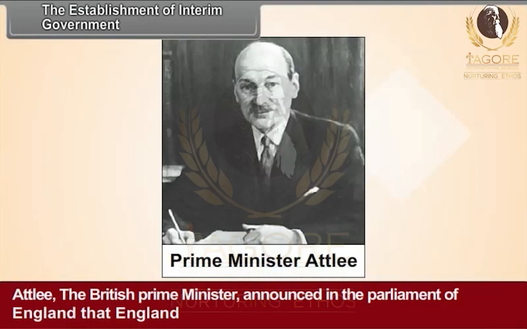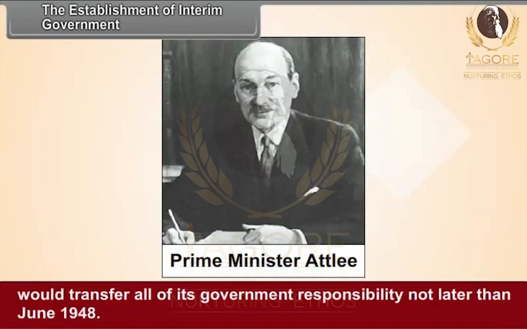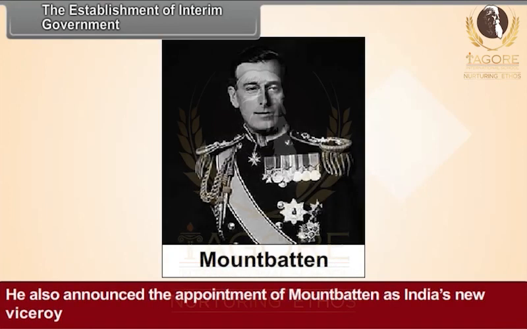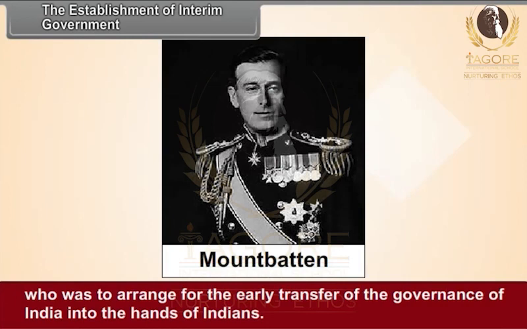Attlee, the British Prime Minister, announced in the Parliament of England that England would transfer all of its government responsibility not later than June 1948. He also announced the appointment of Mountbatten as India's new Viceroy, who was to arrange for the early transfer of the governance of India into the hands of Indians.